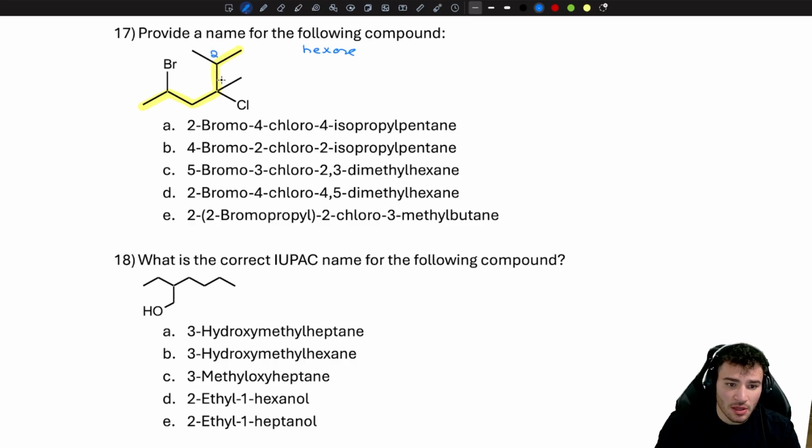So we end up with this methyl on 2, this methyl on 3, this chlorine on 3, and this bromine on 5. And so what we end up with is 3,3-dimethyl, then 3-chloro, and then 5-bromo. I actually made a mistake here. It should actually be 2,3-dimethyl. Apologies. That should be 5-bromo. And so if we were to put it all together, our answer would be C.